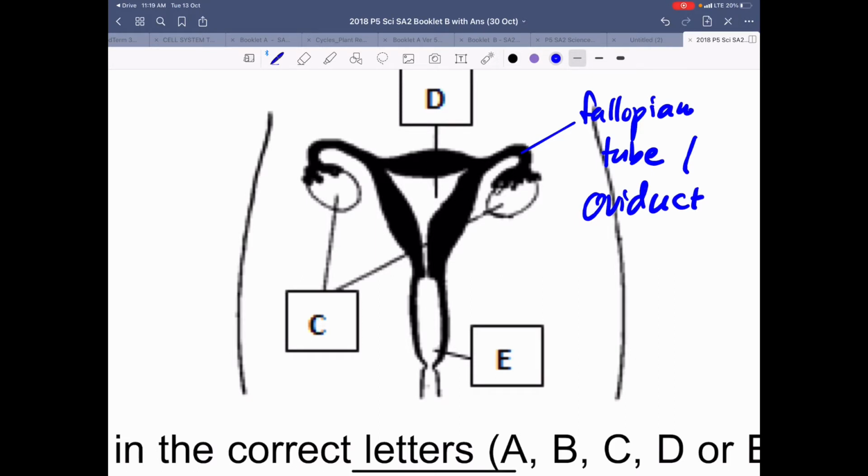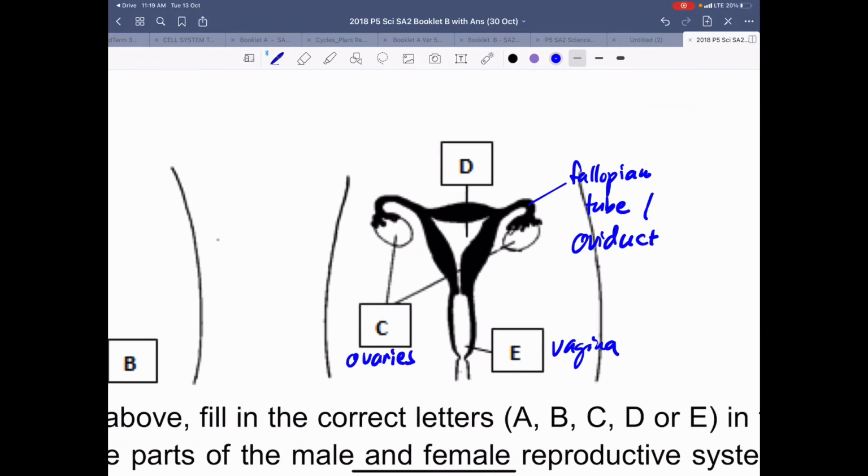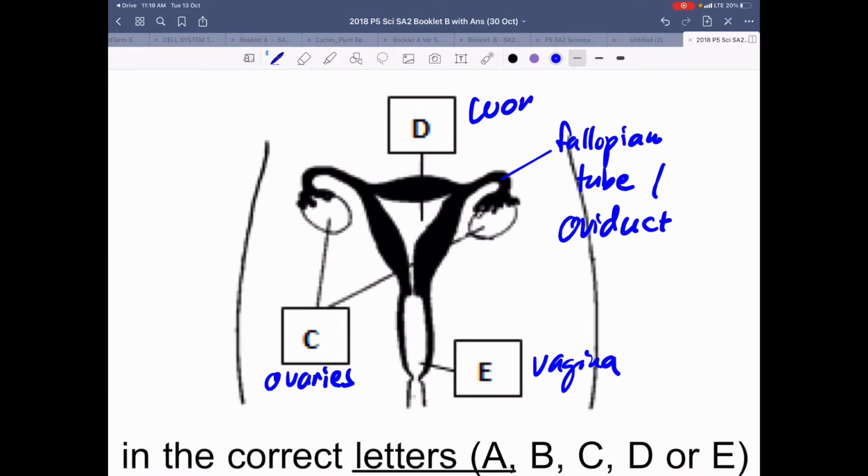So your C is actually your ovary or ovaries because it's pointing to 2. Okay, your E over here is actually your vagina. Your D over here is actually your womb, where the baby develops. Okay, so just a quick revision. The fallopian tube is where fertilization takes place, not your womb. I stress again. It is the fallopian tube where fertilization takes place. Common misconception, people always say it's the womb. That's wrong. Okay, moving on.